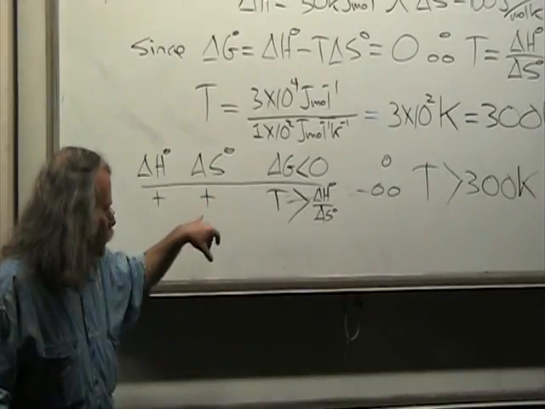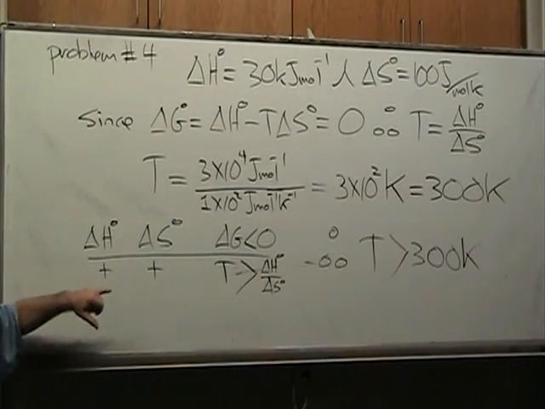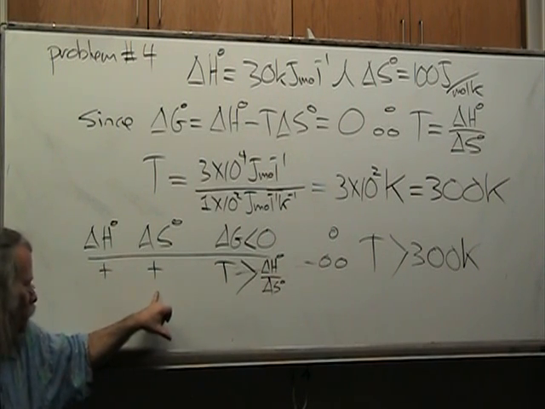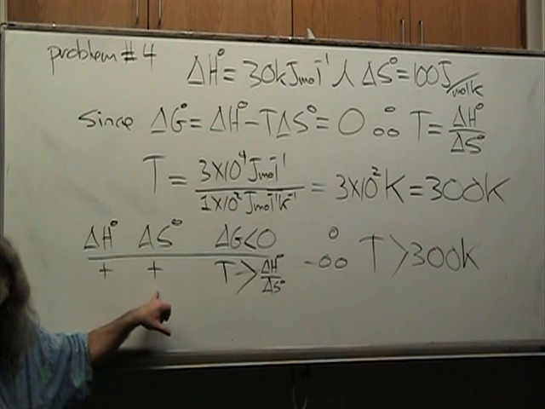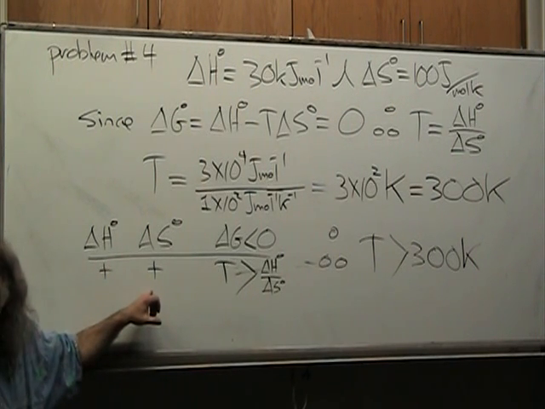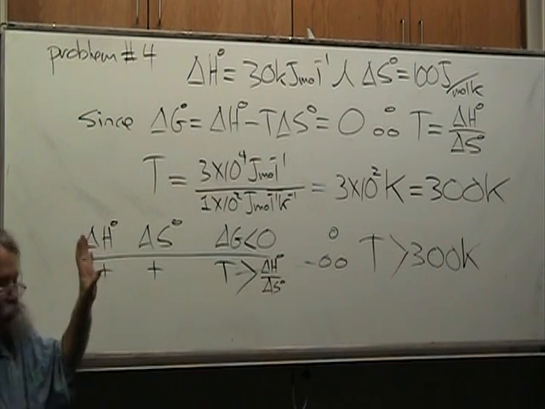Yeah, that would be. But remember, we constructed such a table for different conditions. If enthalpy is positive and entropy is negative, at what temperature is it going to be spontaneous? It's never spontaneous. But conversely, if the enthalpy is negative and the entropy is positive, what temperatures is it going to be spontaneous? For all temperatures.